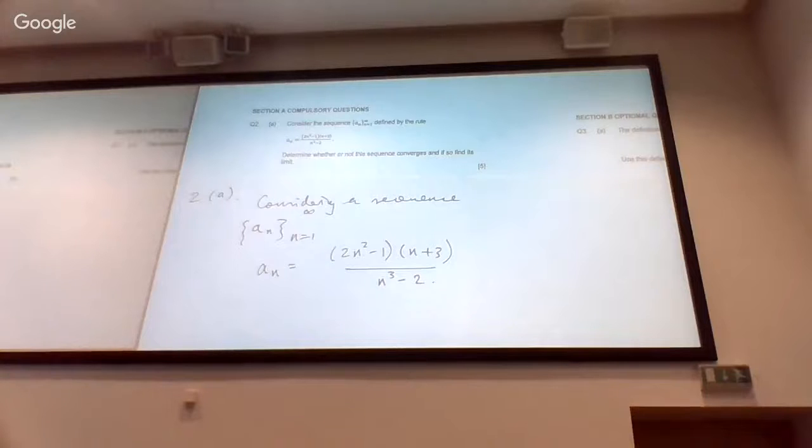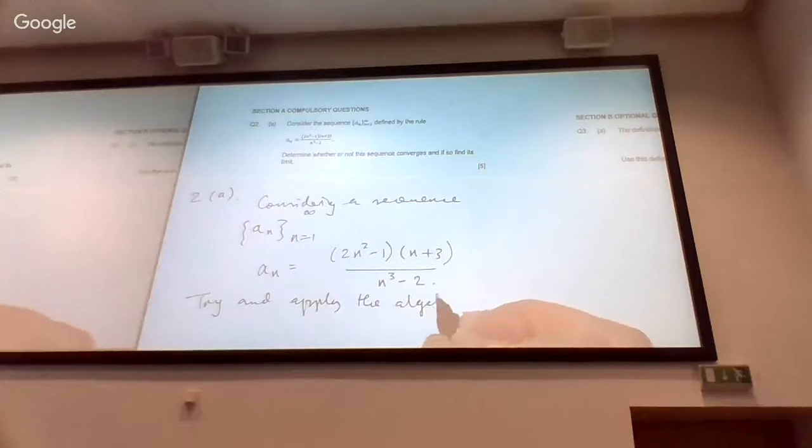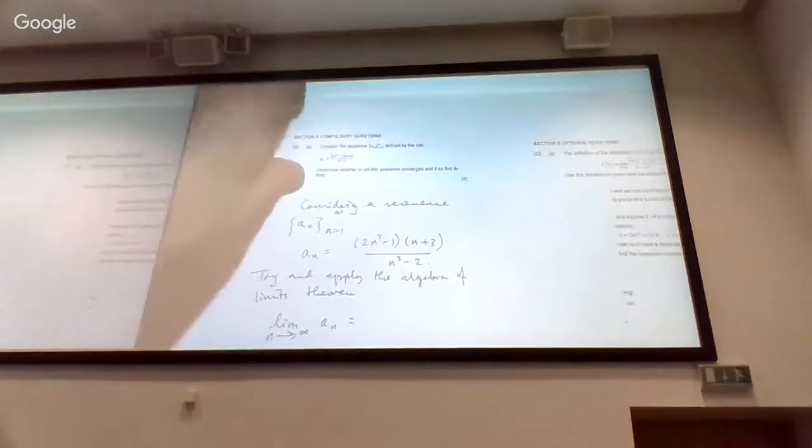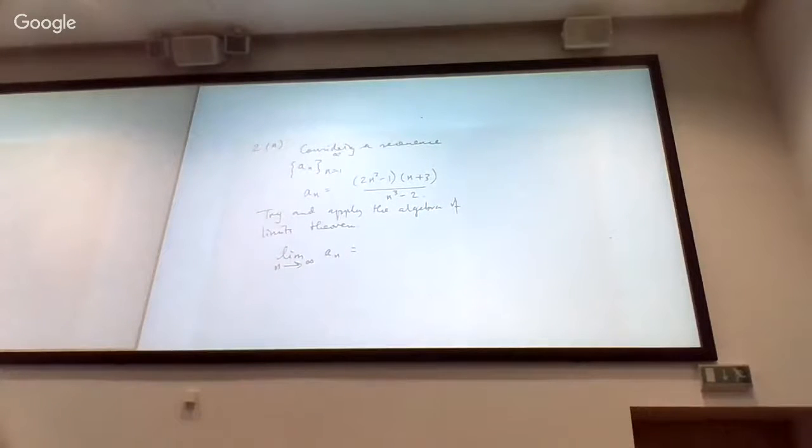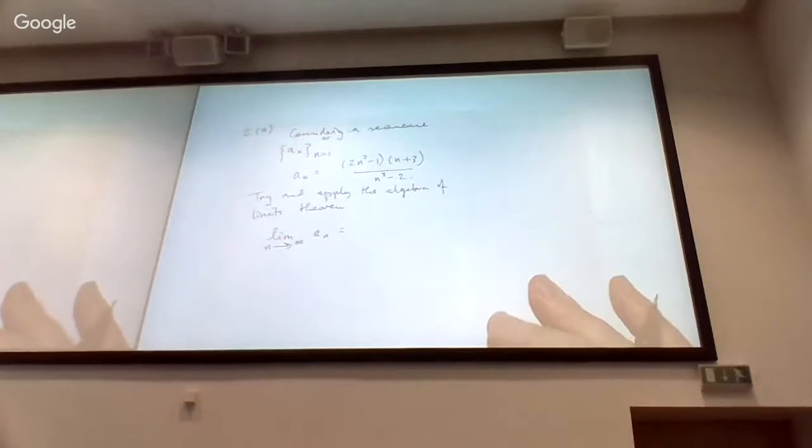So our very first thought with this kind of question should be the algebra of limits. Remember, the algebra of limits theorem allows you to do a few things. It allows you to say a limit of a sum is the sum of the limits, a limit of a product is the product of the limits, a limit of a quotient is the quotient of the limits, as long as the other limits exist, of course.